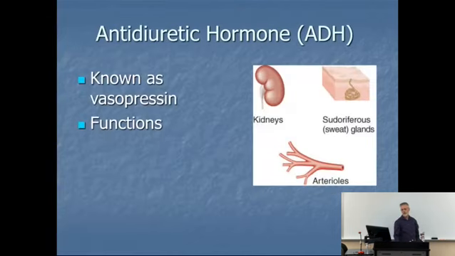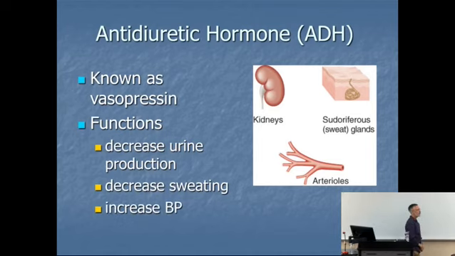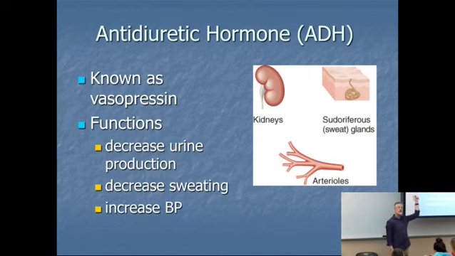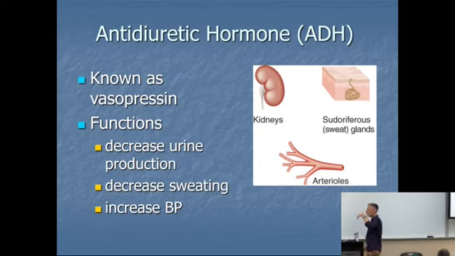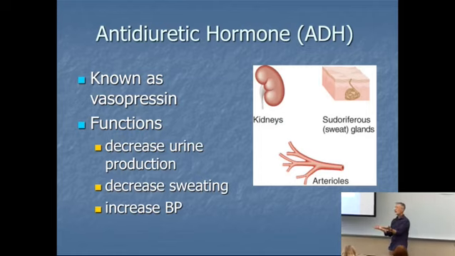Okay, the other one from the posterior pituitary, we already talked about that. That is antidiuretic hormone. Antidiuretic hormone, the other name for it is vasopressin. Vaso means vessel, pressin, pressure. So blood pressure. This one is working to maintain or increase blood pressure. We can do that by holding on to water in the kidneys, as we learned before. But this also works as a vasoconstrictor.